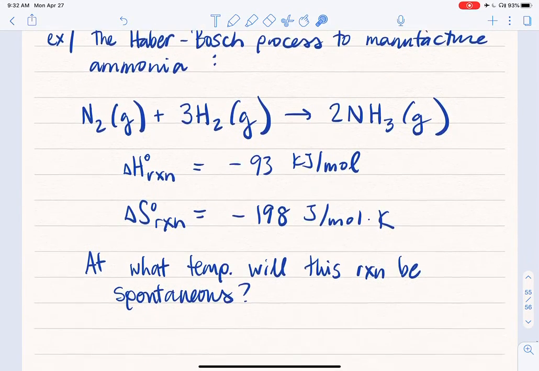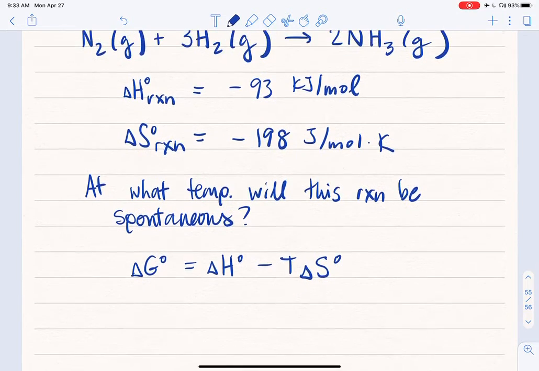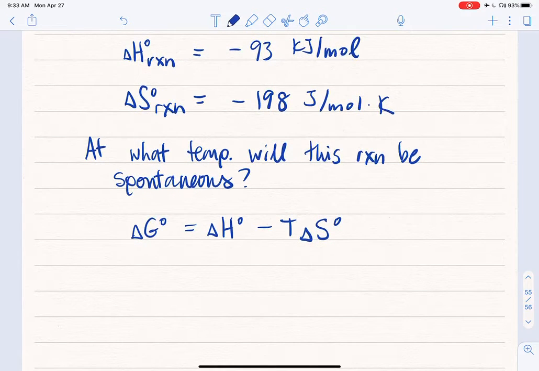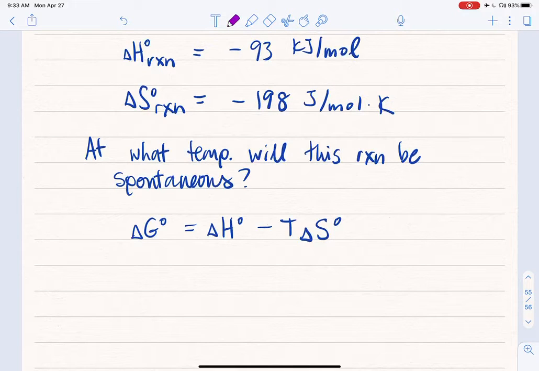So to answer a question like this, at what temperature will this reaction be spontaneous, I need to go back to my master Gibbs free energy equation. Delta G equals delta H minus T delta S. And I want to think about what the border of spontaneous and non-spontaneous is. Okay. We know that if we have a negative delta G, then the reaction is spontaneous. If we have a positive delta G, then the reaction is not spontaneous. So what's the border between negative and positive? Why, it's zero, of course.